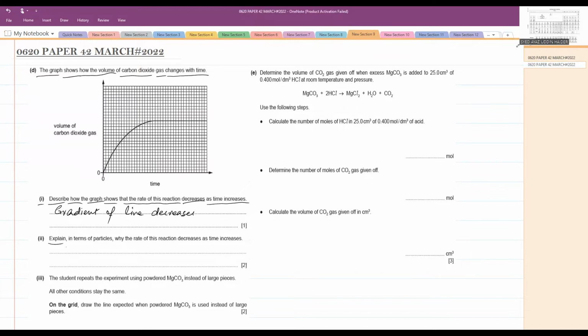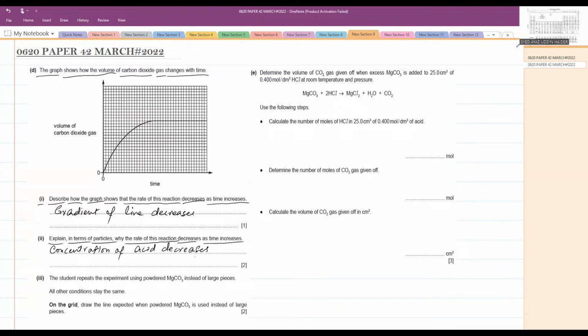Number 2, explain in terms of particles why the rate of this reaction decreases as time increases. The graph indicates that the concentration of particles of acid decreases. Concentration of acid decreases.